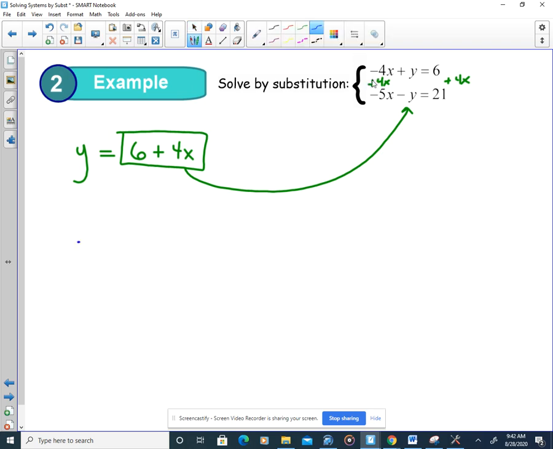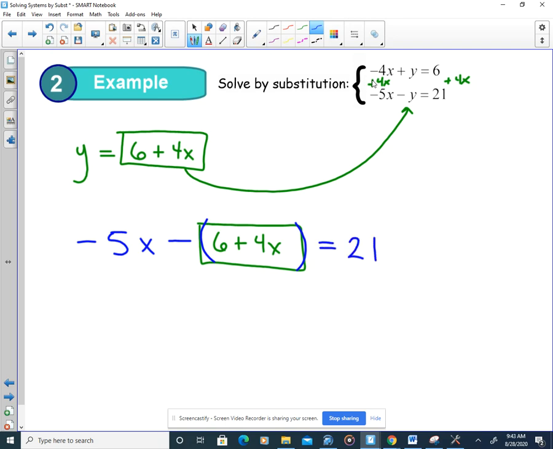So we have negative 5x minus this box, 6 plus 4x. I always put it inside a box, so if you don't want to put it inside a box, you can put it inside parentheses, but it's a good habit to do. Is equal to 21.